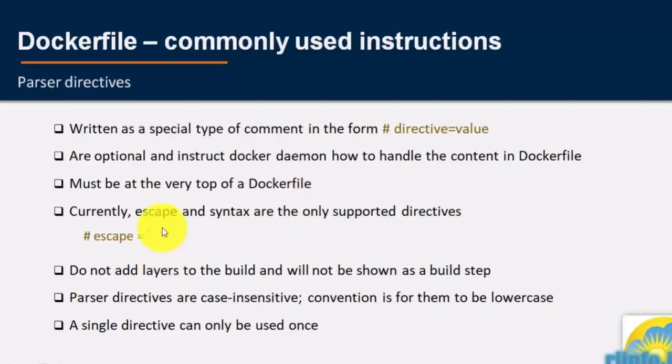Currently, escape and syntax are the only supported directives. We can define the escape character for the parser as # escape=` (the backtick). It sets the character used to escape characters in the Dockerfile. The syntax directive defines the location of the Dockerfile builder that is used for building the current Dockerfile. The parser directives do not add layers to the build and will not be shown as a build step. Parser directives are not case sensitive. However, convention is for them to be lowercase. A single directive may only be used once.